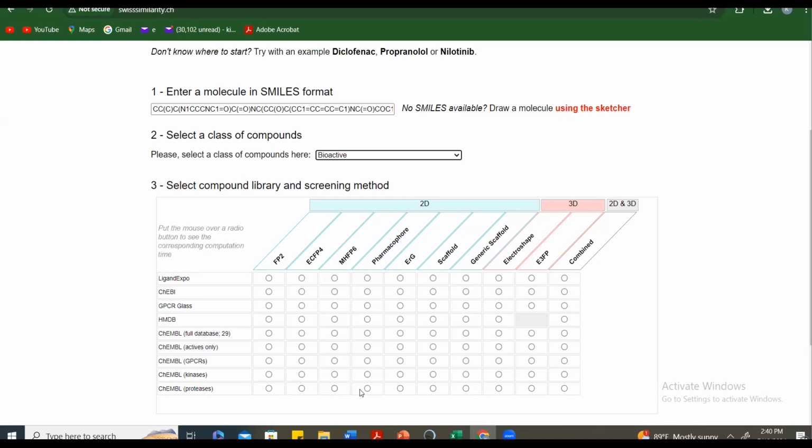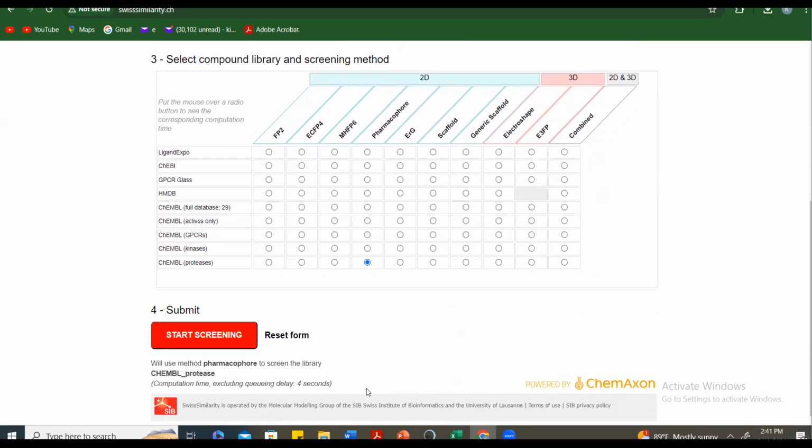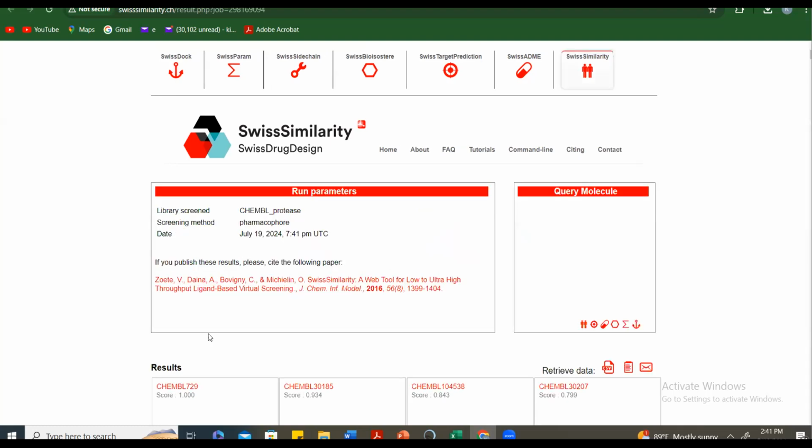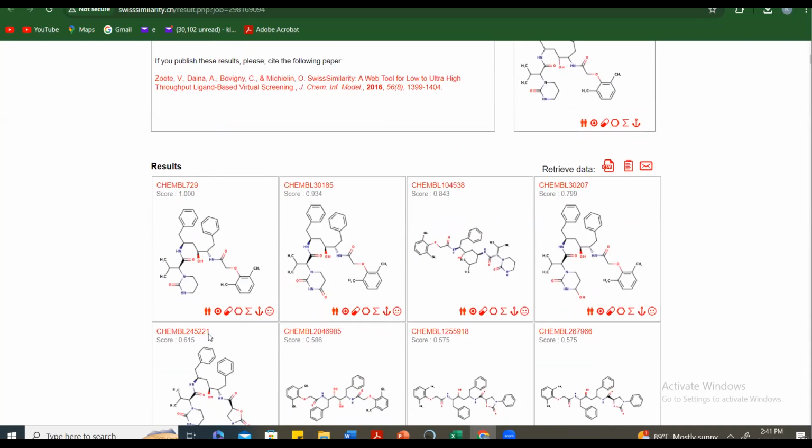So let's choose pharmacophore. Pharmacophore means that they are similar. Once that is done, click on start screening. It will automatically start searching the database for you. And let's see what it's going to give us. Just give it 3 minutes. It's going to search the database for you. So we are looking for, now look at it. This is what it's able to get.